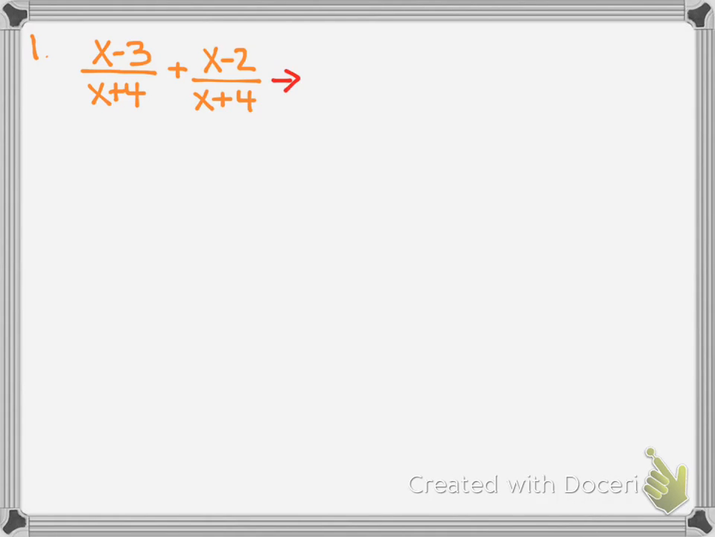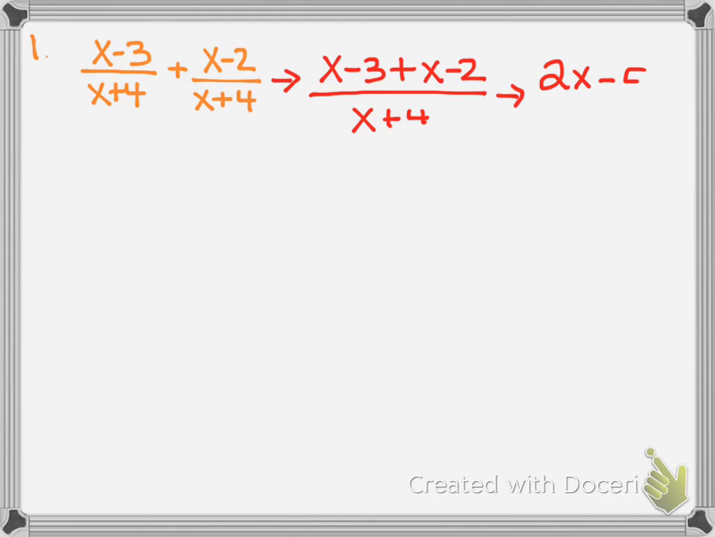So just like in any normal fractions that you've done before, you add the numerators. So we'd have x minus 3 plus x minus 2 all over, and then you leave the denominator the same. Now we're going to simplify, and this will become 2x minus 5 over x plus 4. And that's our final answer.